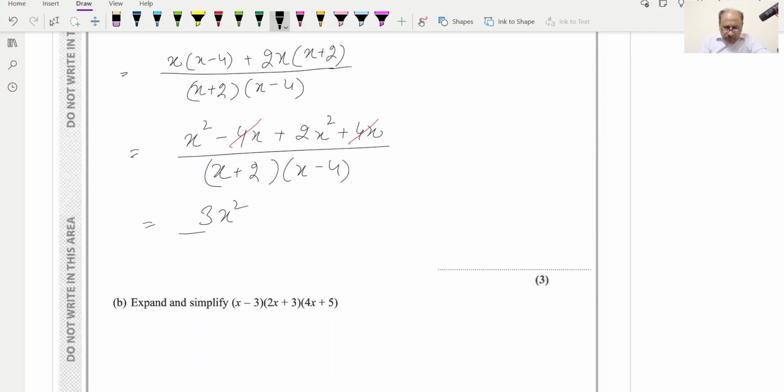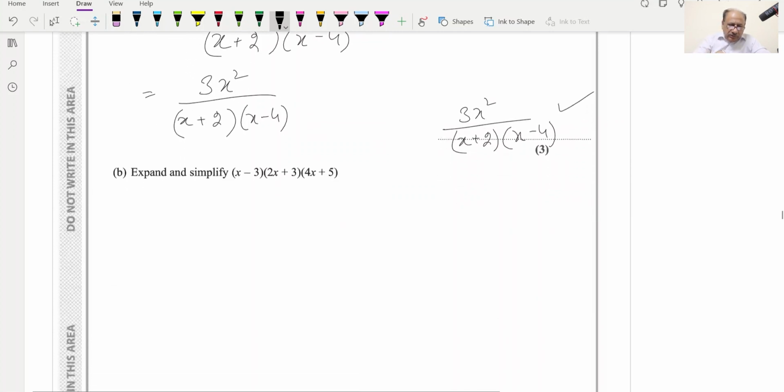and remaining will be our answer, which is 2 plus 1, 3x squared, and denominator will be x plus 2 and x minus 4. So 3x squared over x plus 2 into x minus 4, and this will be our final answer for this question. Now B part, expand and simplify these algebraic expressions.